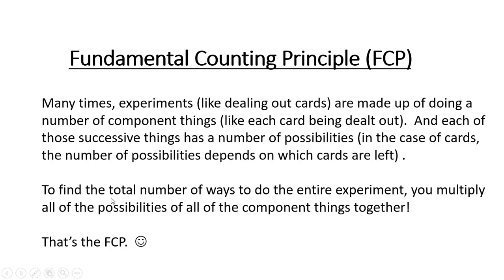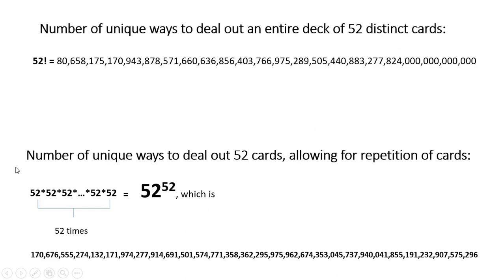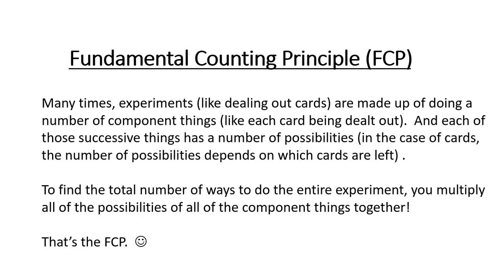So to find the total number of ways to do the entire experiment, all you've got to do is figure out all the possibilities of all the component pieces and multiply them together. So again, backing up to this, each of the component pieces of dealing out a card for this second experiment was 52 ways, 52 ways, 52 ways, 52 ways. For this one up here, for the original experiment, it was 52, 51, 50. But for both of them, it involved multiplying possibilities together. And we're going to focus on that for the next few videos and show you how the fundamental counting principle can be applied to other things besides cards.